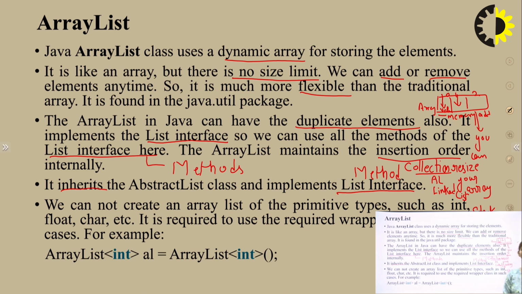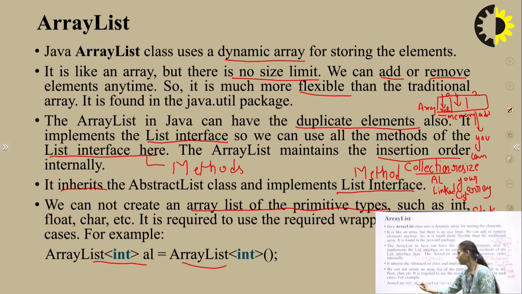We cannot create an array list of the primitive type. Now there is some drawback also: we don't create the array list of the primitive types such as int, float, character, etc. It is required to use the respective wrapper class in such cases. For example, if we are going to create an array list, then it is going to be created with the help of ArrayList<Integer>, and we have declared this al, and this array list is going to be created by this, and we have taken the syntax for this.